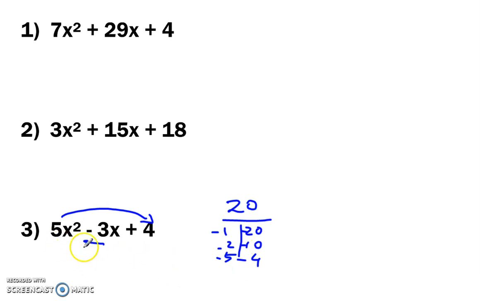If I have something whose factors are only 1 and itself, we call that prime. That means this cannot be factored.